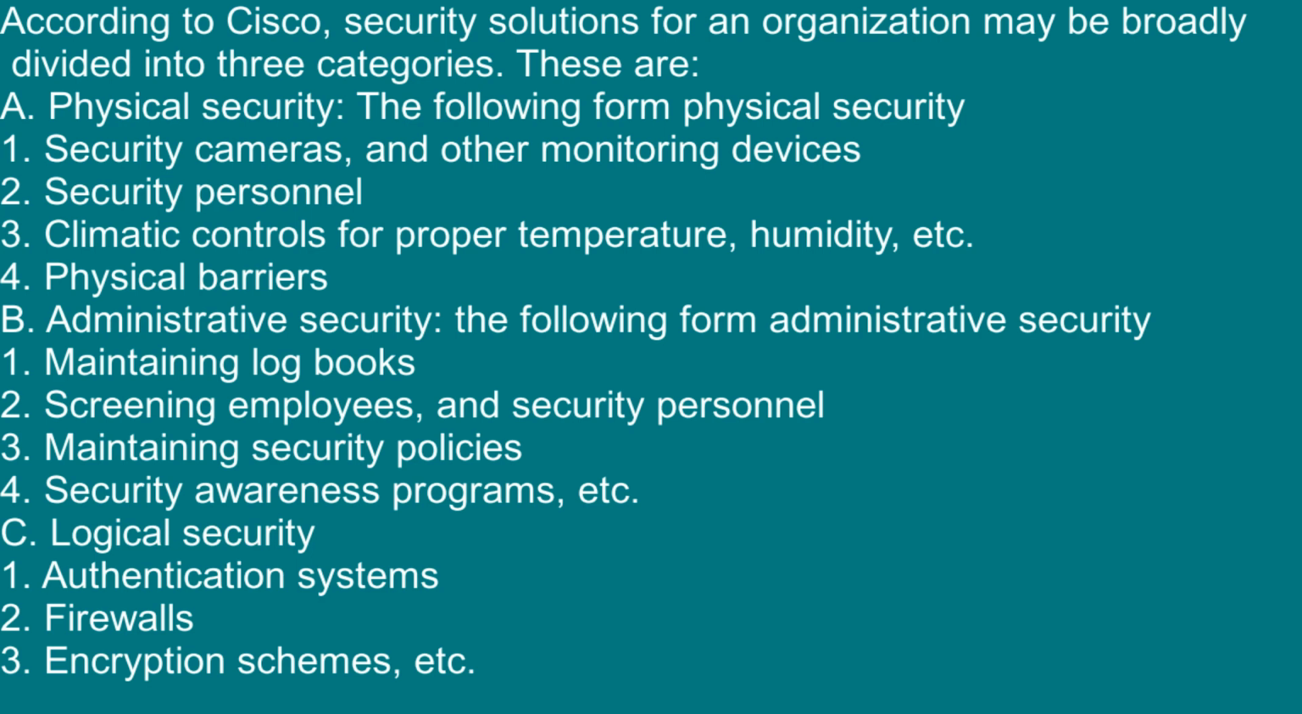B. Administrative security. The following form administrative security: 1. Maintaining logbooks. 2. Screening employees and security personnel. 3. Maintaining security policies. 4. Security awareness programs, etc. C. Logical security. 1. Authentication systems. 2. Firewalls. 3. Encryption schemes, etc.